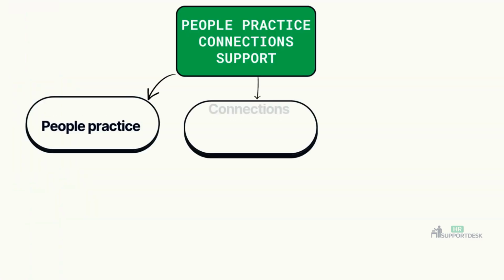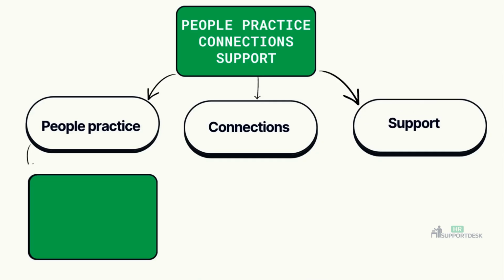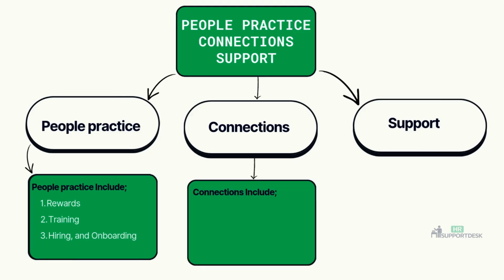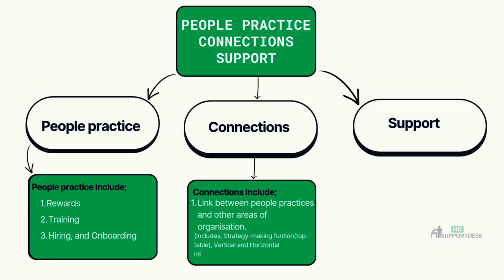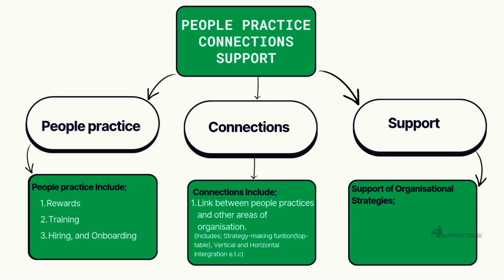In this case, the 3 main components of the question are people practice, connections, and support. People practice. These include but are not limited to rewards, training, hiring, and onboarding. Connections. This focuses on the relationships or links between the people practice and other areas of the organization. They include the links to the strategy-making function, top table, vertical and horizontal integration, among others. The final component is the support of organizational strategies. Referring back to the question, this is the main goal for Chaffinch Group, to achieve 100% occupancy within 6 months.